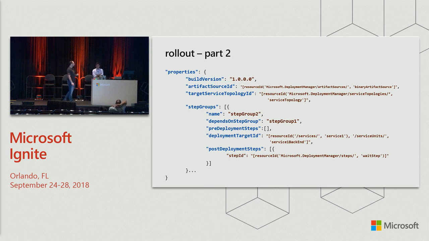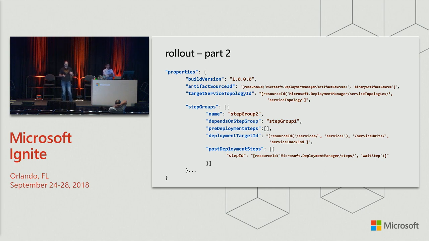Part 2 of the rollout is the properties. The build version here isn't a semantically versioned number or anything like that. That's just an open string for you to specify whatever you need as part of your deployment. When you're checking on progress or looking at multiple rollouts that are underway, this is what will tell you what version you're looking at. The artifact source ID refers to where the binaries are located for deployment. So again, artifact source is the place where I store the files, in this case the binaries. The target service topology ID is the service topology we created in the previous steps. Your rollout needs to know about your service topology because it's deploying it, and here you're simply referencing that. Pretty straightforward, right?